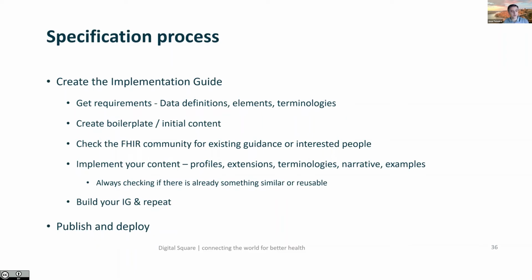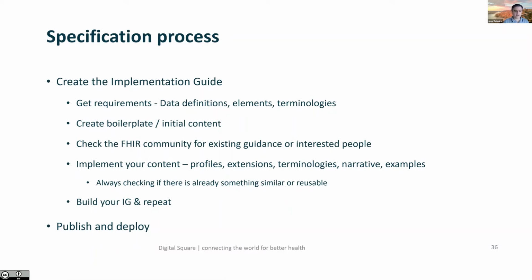And based on that, you implement your content by adopting things that others have done, or by doing your own things, profiles, extensions, etc. And if you do this by checking that you're reusing as much as possible, you do it. You build your implementation guide. I will explain next what is building the implementation guide, and then you repeat this process. So it's better to always iterate to see this is the current specification, is it satisfactory or not, etc.